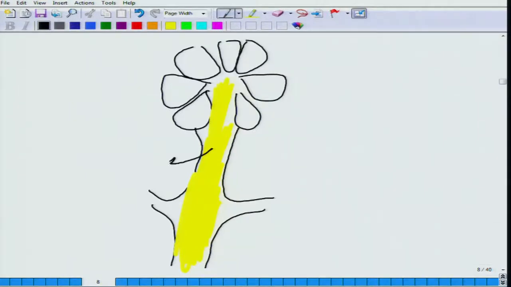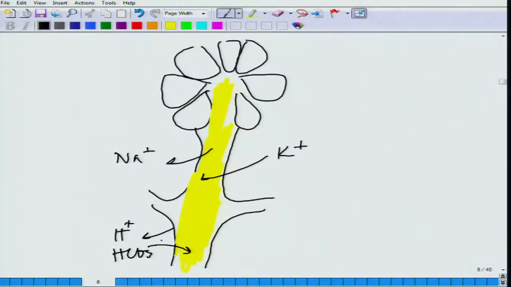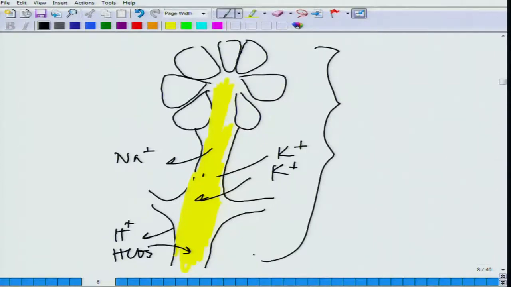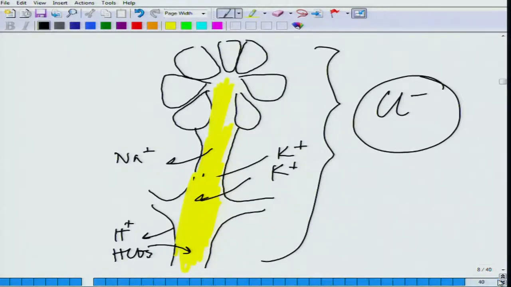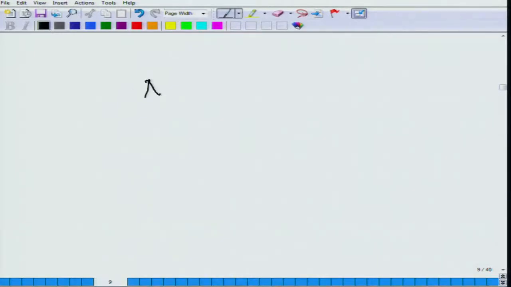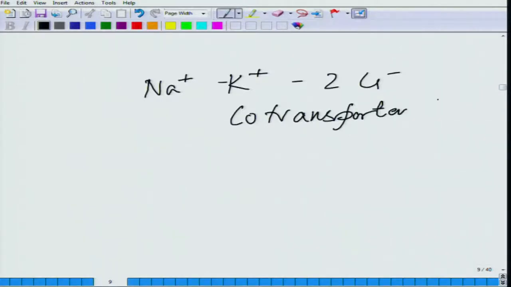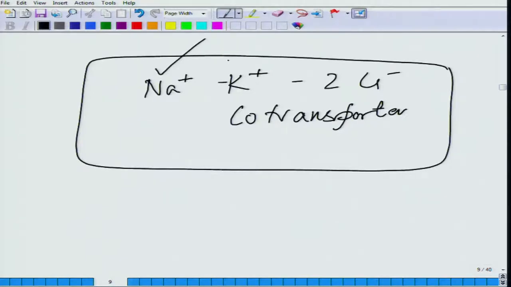So, sodium moves out, and potassium moves in, and there are channels. I will come in depth on those channels. Then you have H plus ions moving out, then HCO3 moving in, and mostly potassium moving in. One of the major components in the saliva is chloride, and chloride is being regulated here by a transporter called the sodium potassium 2Cl minus co-transporter. This is the major transporter present. So, if you look at it, you are taking care of cations and anions.